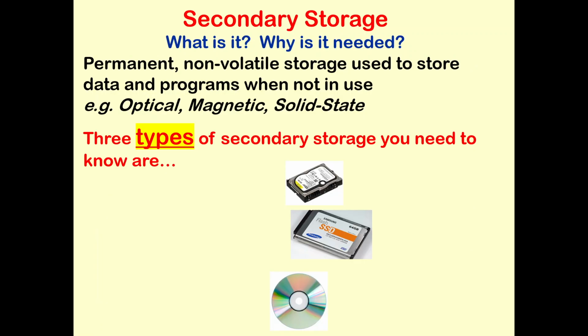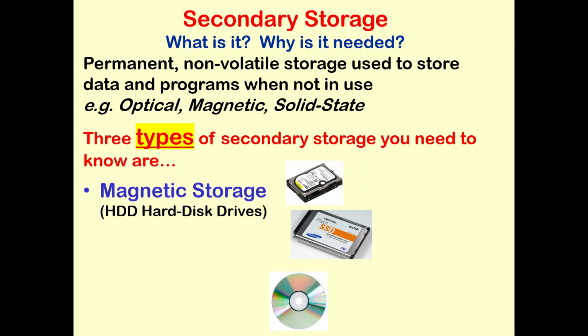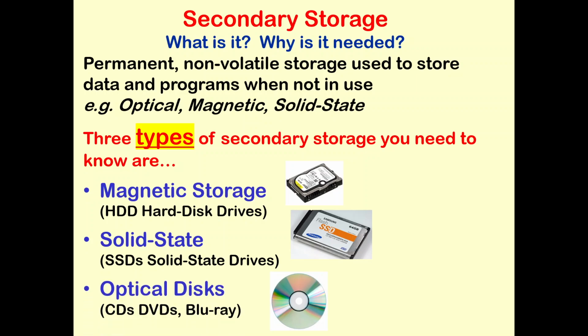Okay, so we know what secondary storage is. It's permanent and non-volatile. The 3 types you need to know are magnetic storage, such as hard disk drives, solid state storage, such as SSDs and flash and memory cards, and optical disks, such as CDs, DVDs, and Blu-rays.